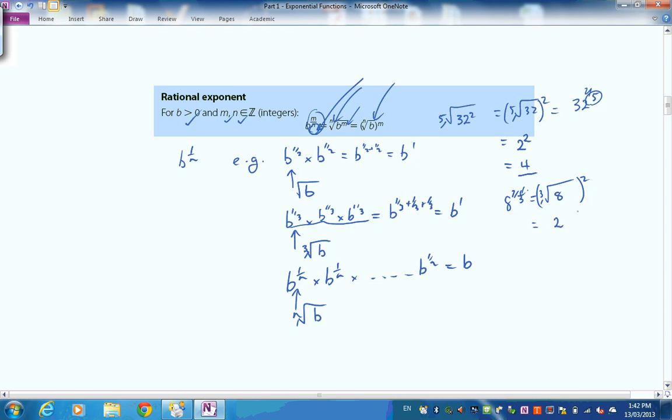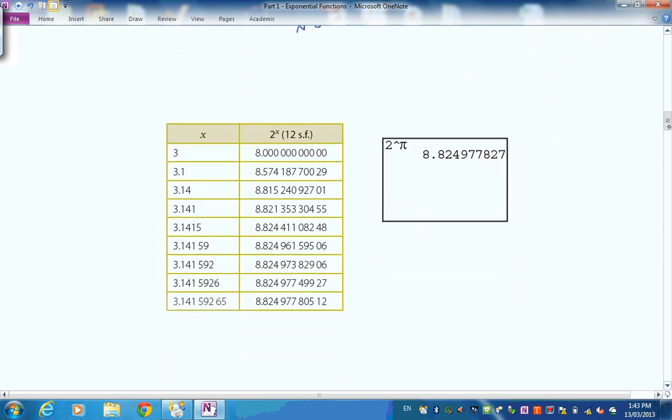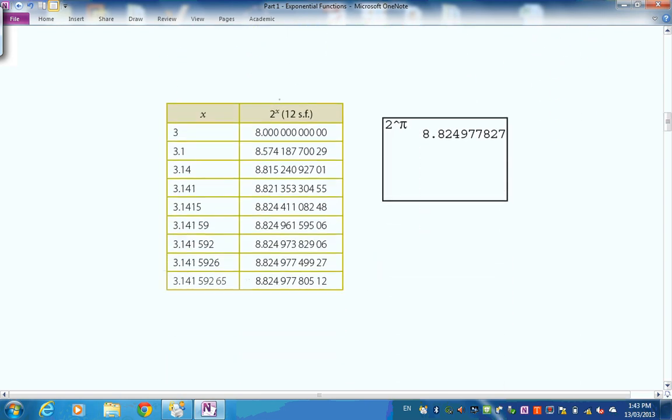It's 2, because 2 by 2 by 2 is 8. And now we square it, so the answer again is 4. So the idea of a fractional, rational power, the bottom part of that power, the denominator, being the root of the number, is again one of the old rules that we developed around year 10 level.